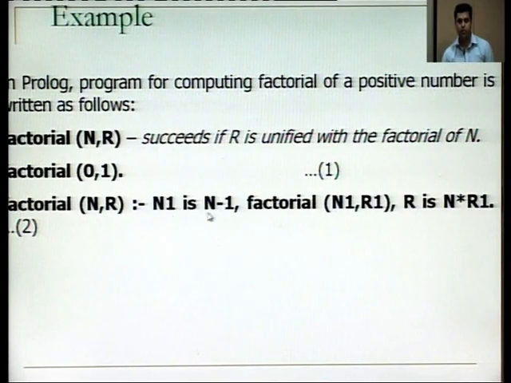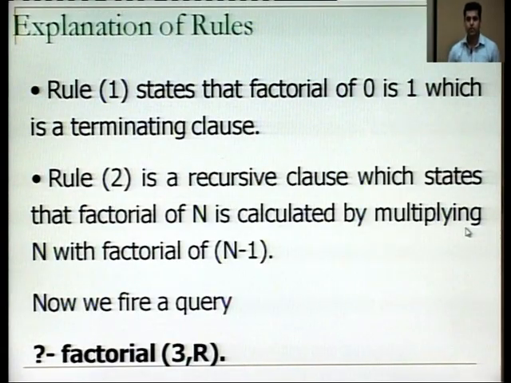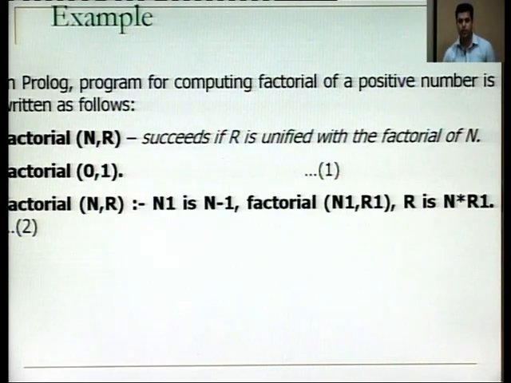How to calculate factorial, you need to subtract the value of this variable by 1, store in some variable, and calculate the value of intermediate variable, and then the final result will be the number itself and the result of the intermediate variable. So, rule 1 states factorial of 0 is 1, which is terminating clause. Rule 2 is a recursive clause which states that factorial of n is calculated by multiplying n with factorial of n minus 1, and you can see over here almost all Prolog programs are based on the concept of recursion.